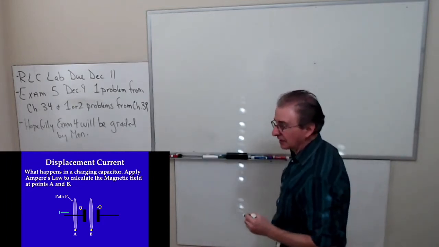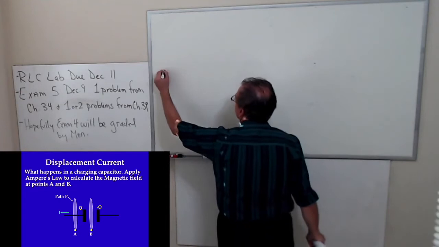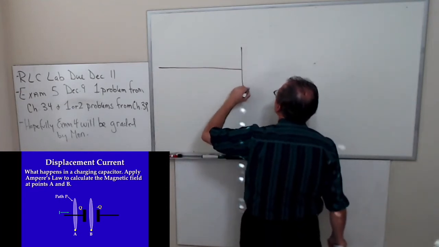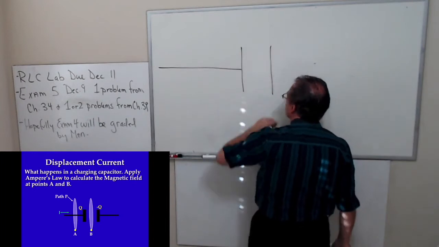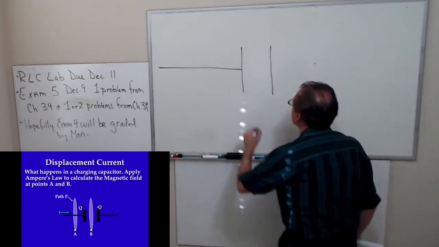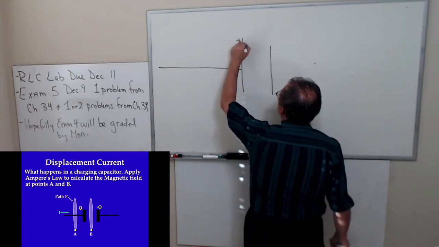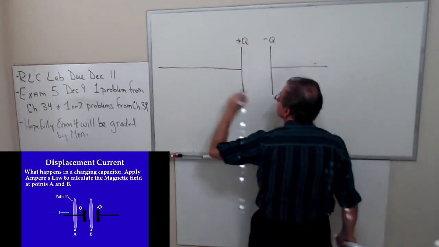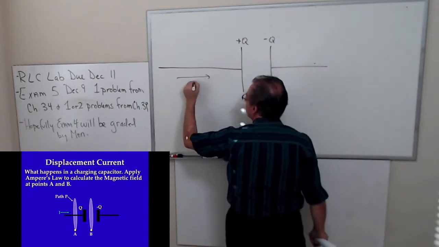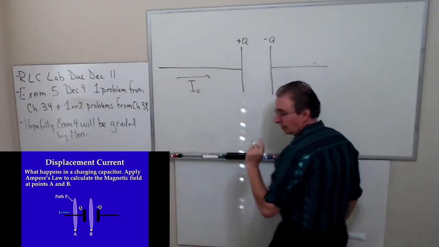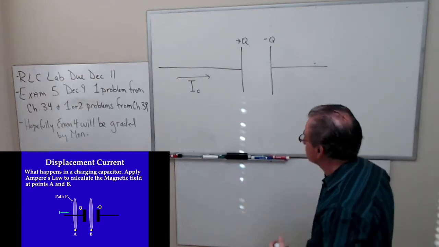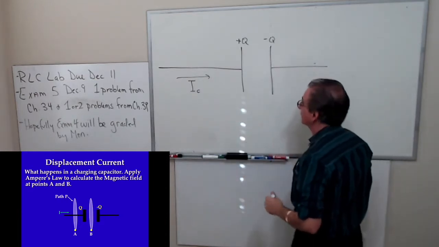a charging capacitor. So imagine you have a wire carrying current, I, and you have a capacitor. This plate has charge plus Q. This plate has charge minus Q. Current is going this way. And I'll call this current I sub C, calling it the conduction current. You'll see why I'm calling it the conduction current. This is due to the flow of electrons in the conductor.